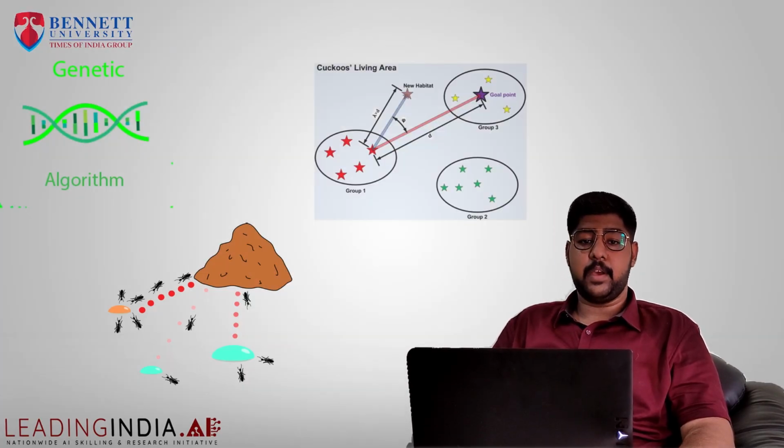PSO is very similar to evolutionary computation techniques such as genetic algorithms, so that the system is initialized with a population of random solutions and searches for optima while updating generations. However, unlike GA, PSO has no evolution operators such as crossover and mutation, which means that when compared to GA, the advantages of PSO are that PSO is very easy to implement and there are few parameters to adjust.